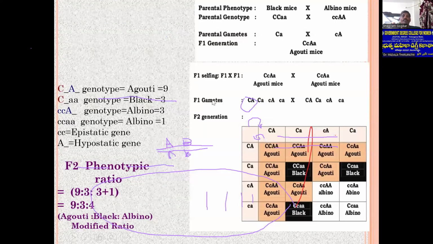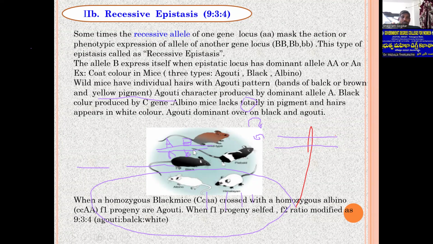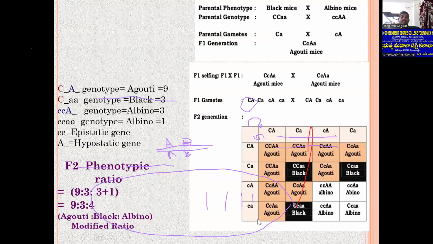Very easy. So here see, the parents are a black mouse crossed with a homozygous albino. Black means here capital C, capital C, small a, small a. Albino is small c, small c, capital A, capital A. F1 progeny are agouti. F1 progeny self, and in the F2 we can see different ratios here. So this is the agouti mice.